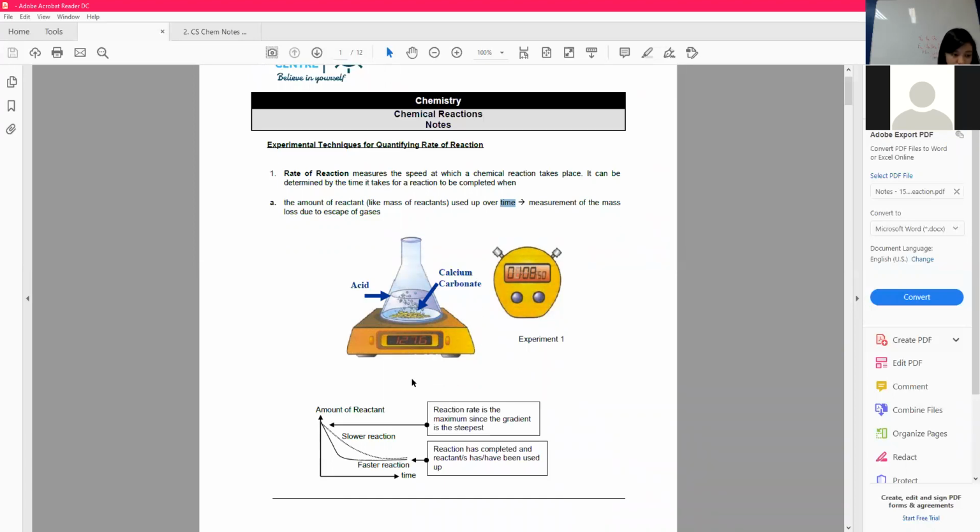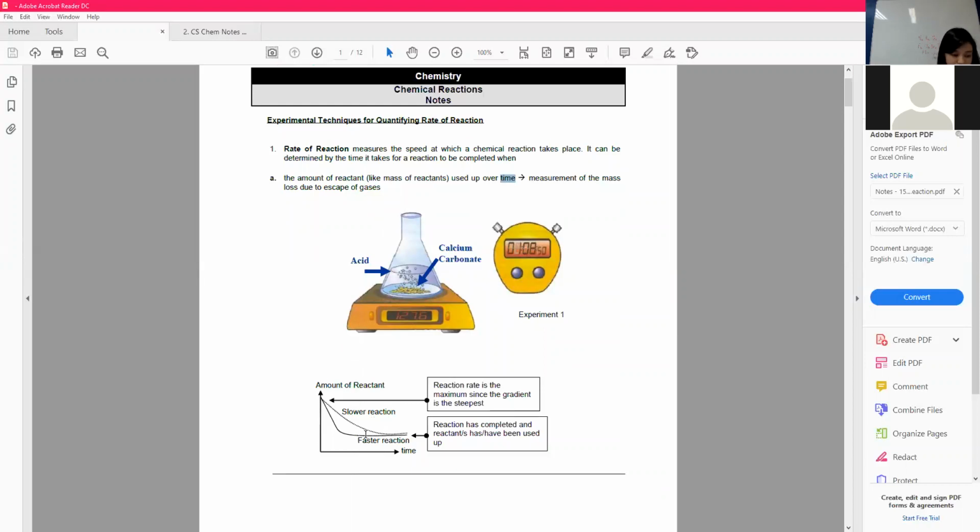So if you look at your graph, when they plot it, you will notice that the graph is going downwards because the mass is decreasing. But at the end, it will be a horizontal line because when everything is reacted already, there will still be some mass left over and it will be stagnant. So that's why it's a horizontal line.